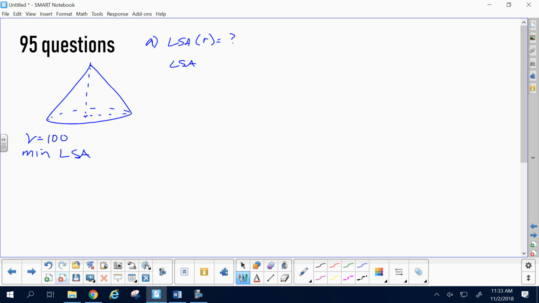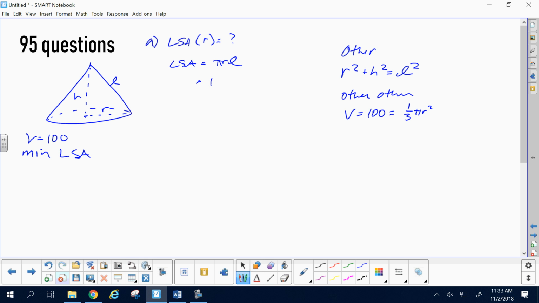Now we know lateral surface area is pi r L. So I started by saying, well, let me look for another relationship, and that other relationship is by Pythagorean theorem. And so I said, well, I know that r squared plus h squared equals L squared, and that's super duper, but that's also 3 variables. And so I need another relationship, and that is the volume. Volume is 100, and that's 1/3 pi r squared h, and so h is 300 over pi r squared.